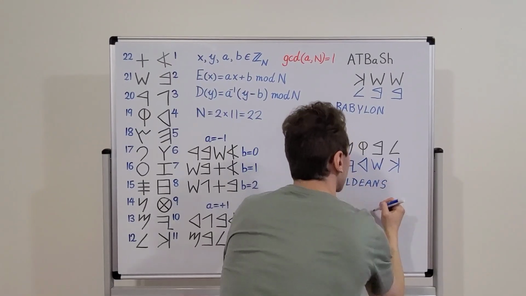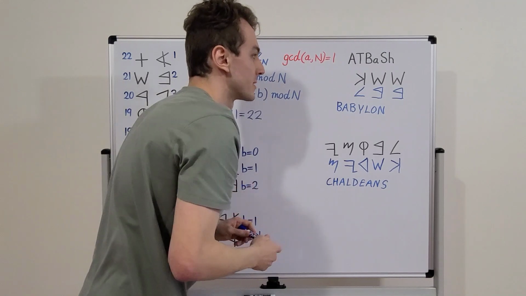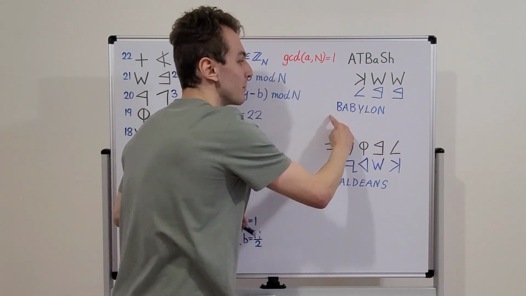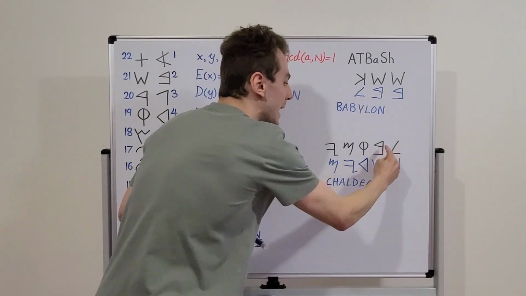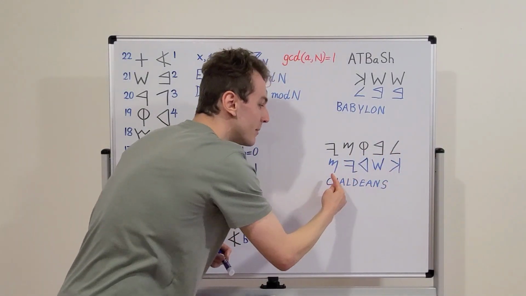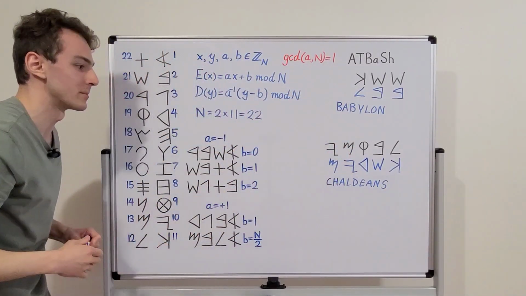So we figured out the hidden meaning of these two cryptograms. Sheshek means Babel, which is Babylon, and Leb Kamai means Kasadim. Kasadim means Chaldeans. So we worked out these two cryptograms.